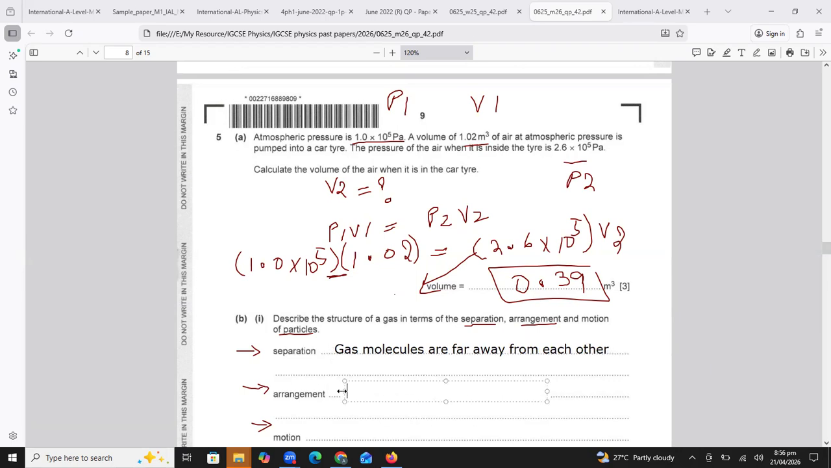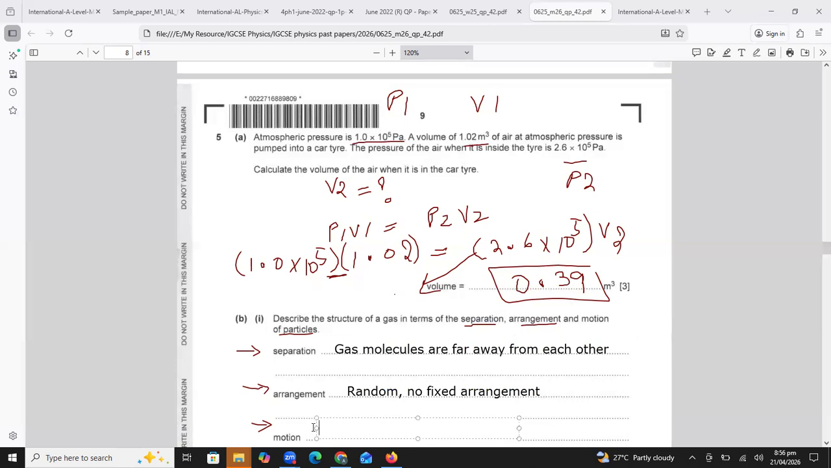Arrangement. So how are the gas molecules arranged? Regularly arranged. Are you sure, Abdul Rafi? Gas molecules are regularly arranged. Random, exactly. No fixed position. So gas molecules are arranged in random position. There is no fixed arrangement, because gas molecules are not at their fixed position. They are moving in all directions.